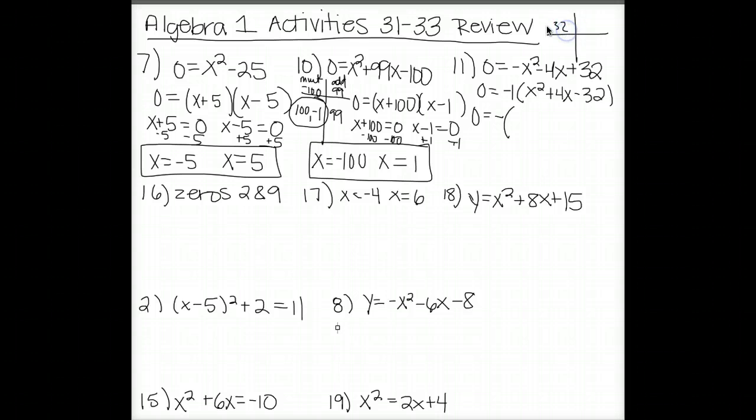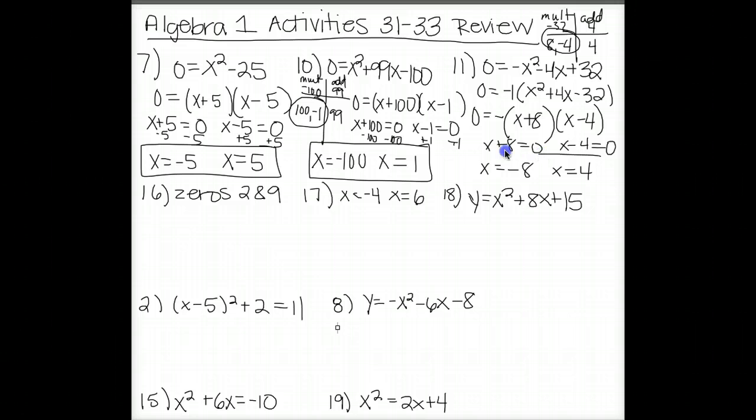So I want it to multiply to -32 and add to 4. So the winning numbers here would be +8, -4. Those add to 4 and they multiply to -32. So my factorization, one parenthesis is x plus 8, the other is x minus 4. And then I'm going to set each parenthesis equal to 0. So x plus 8 equals 0, x minus 4 equals 0. So I get x equals -8 and x equals +4.